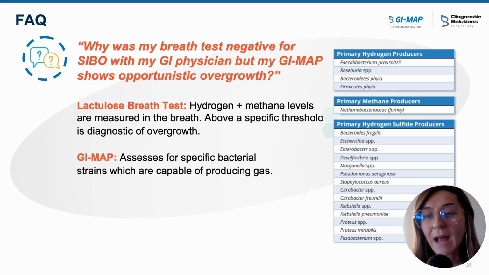Okay, so the primary hydrogen producers are going to be Faecalibacterium prausnitzii, Roseburia, Bacteroides phyla, and Firmicutes phyla. The primary methane producers are going to be the Methanobacteriaceae family. And then hydrogen sulfide producers are going to be Bacteroides fragilis, Escherichia, Enterobacter, Desulfovibrio, Morganella, Pseudomonas aeruginosa, Staphylococcus, Citrobacter, Klebsiella, Proteus, and Fusobacterium. So if you are seeing these species elevated, then you could consider sending somebody for a breath test to confirm the diagnosis of SIBO.